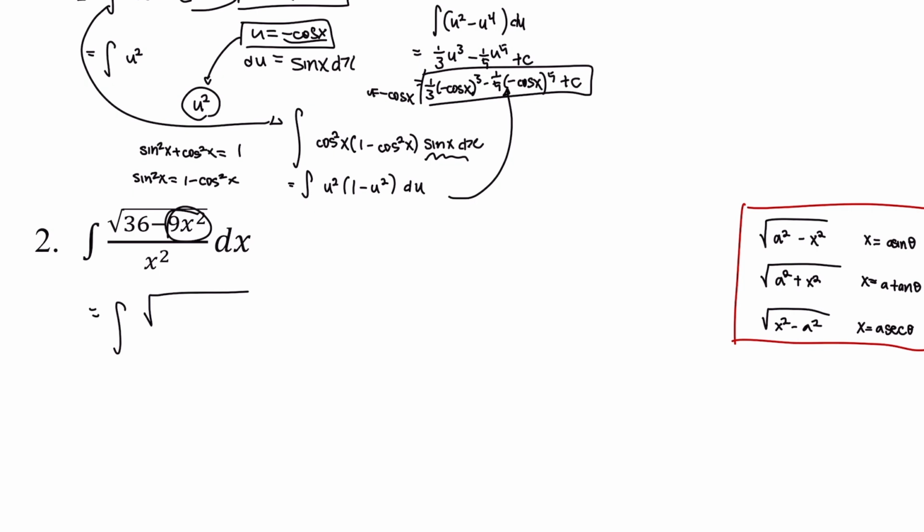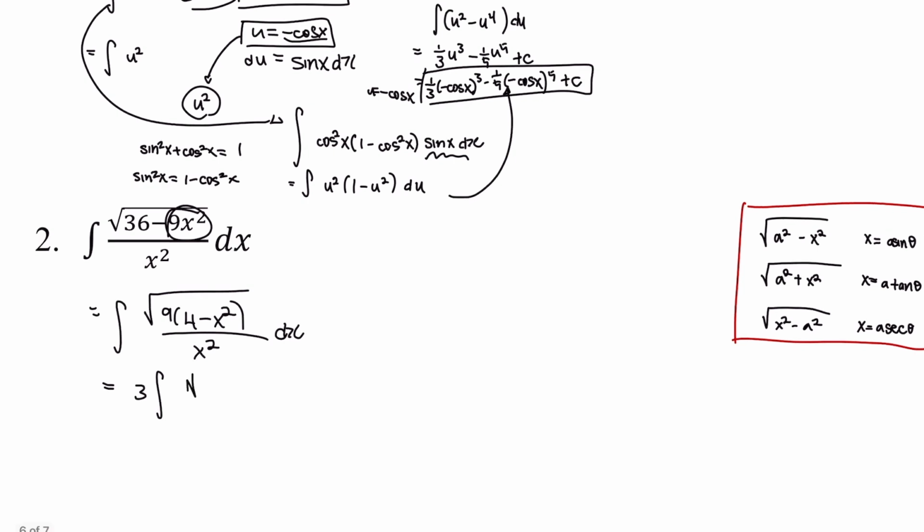So we're going to factor out 9, which would be 4 minus x squared over x squared dx. And then since it's a radical, outside the radical, it would just be 3 times. We're going to put it outside the integral as well. 3 and then radical of 4 minus x squared over x squared dx. So we can see that we are fitting the format mentioned right here.